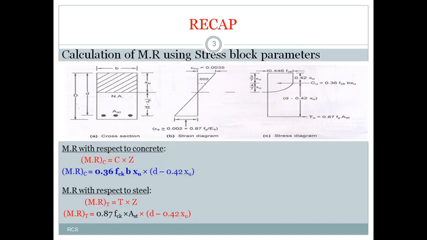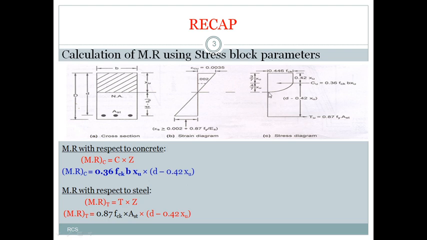Right. Let us recall our previous lecture. In the previous lecture we discussed the calculation of moment of resistance using stress block parameters. The moment of resistance can be calculated by using this stress block. What are the stress block parameters? Here are the compressive stress, compressive force, tensile force, and the lever arm, and this is the centroid of the resultant compressive force from the extreme compression fiber of the stress block. How to calculate this, all these things we discussed in our last class, right?